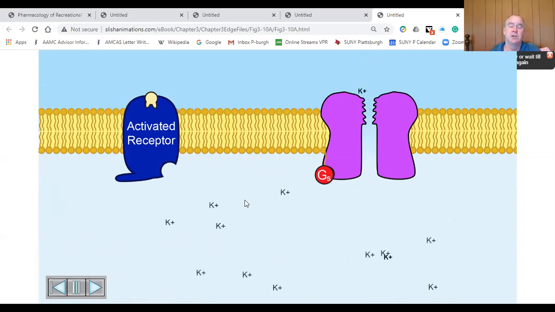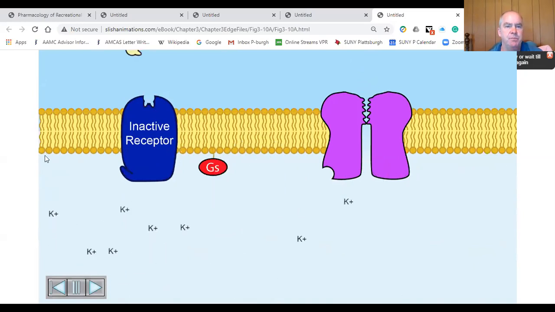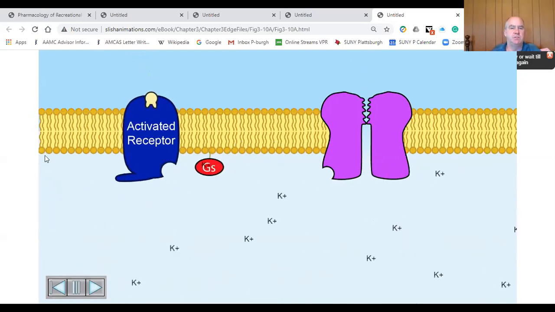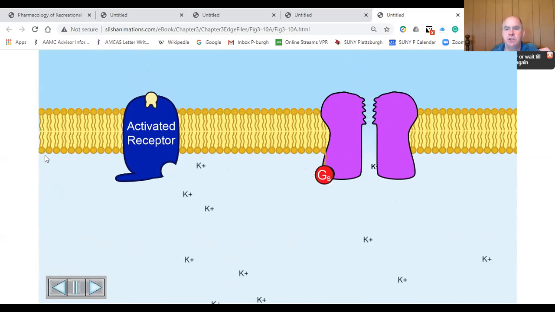We'll see a lot of this in presynaptic membranes. It just keeps going on a loop, so let's see it again. Pretty simple mechanism. Ligand activates receptor, receptor activates G protein. It actually changed shape this time. G protein opens the channel, and then potassium starts going through.